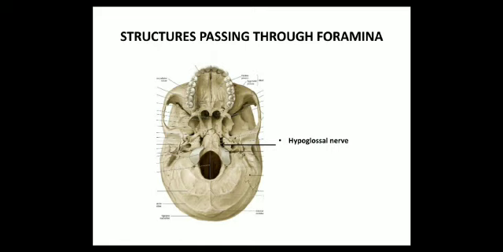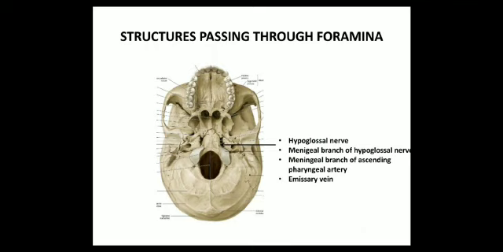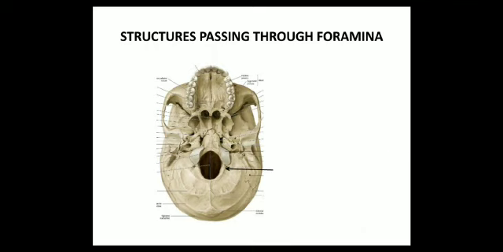Through the hypoglossal canal: the hypoglossal nerve, the meningeal branch of ascending pharyngeal artery and the emissary vein. Through the posterior condylar foramen, the emissary vein passes.